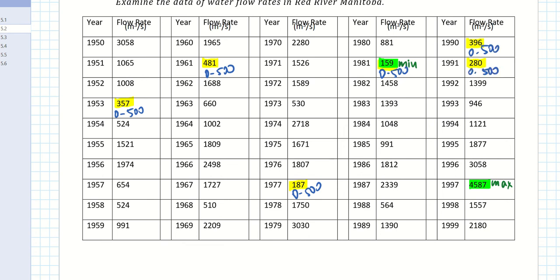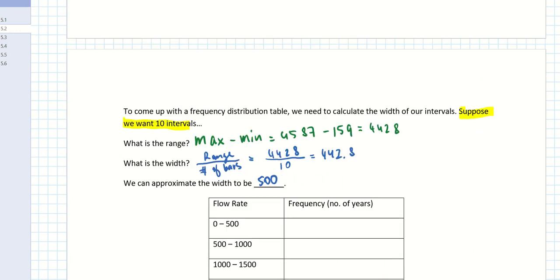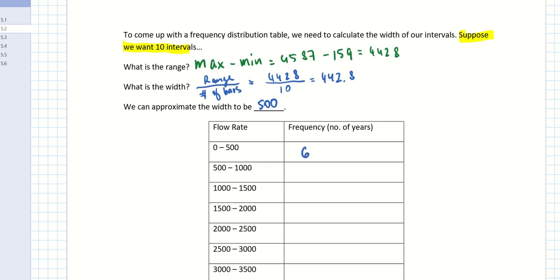We have 1, 2, 3, 4, 5, 6 values which are between 0 to 500 cubic meters per second. So we have 6 of 0 to 500. Now notice the next one goes from 500 to 1000. So that means that we can't actually include the value 500. We have to include anything that's going to be bigger than 500.